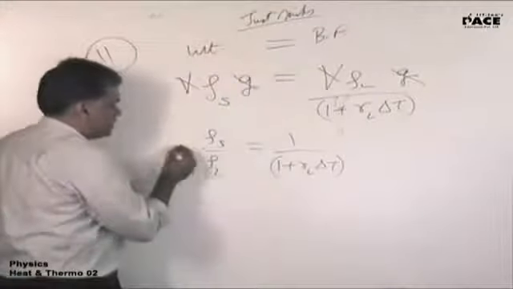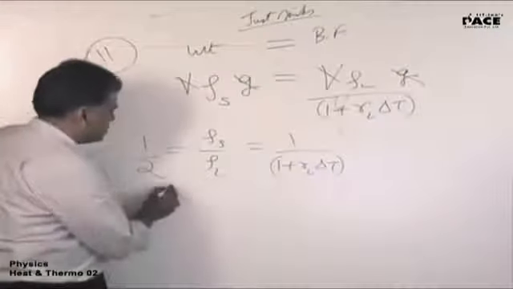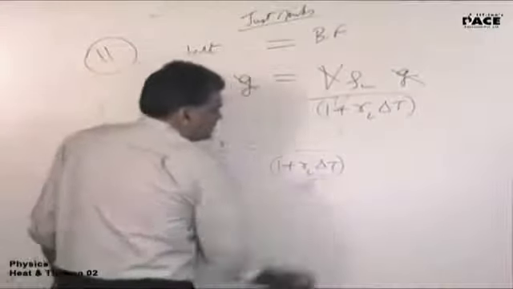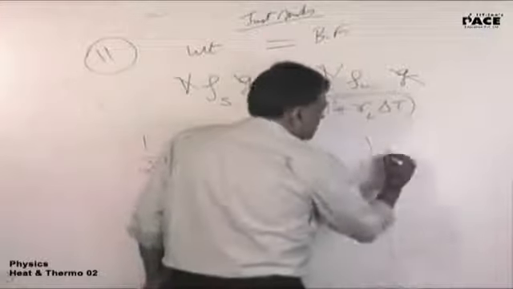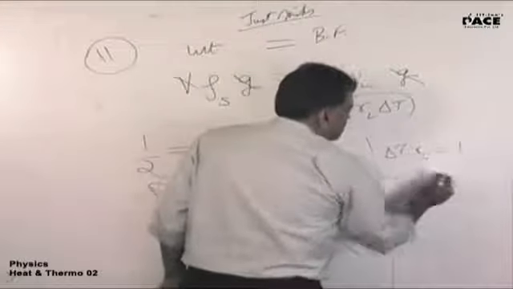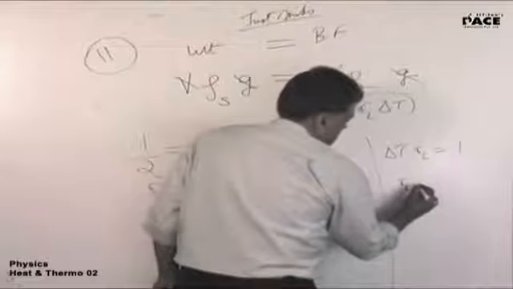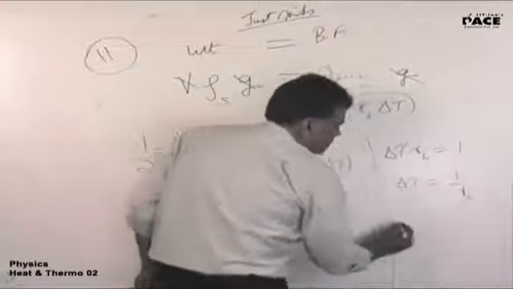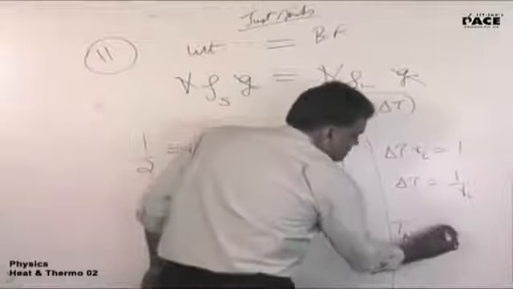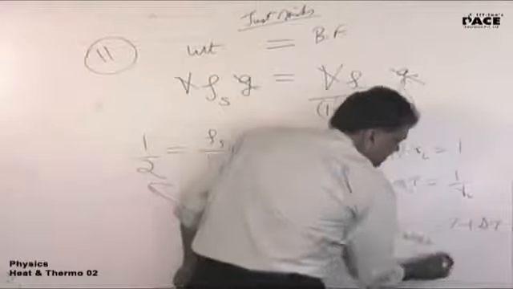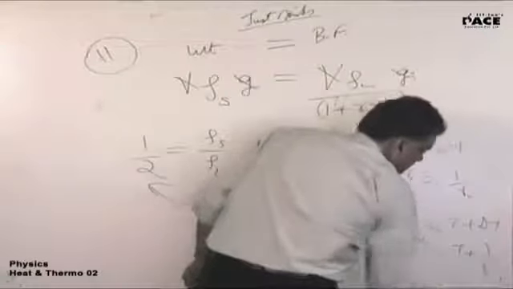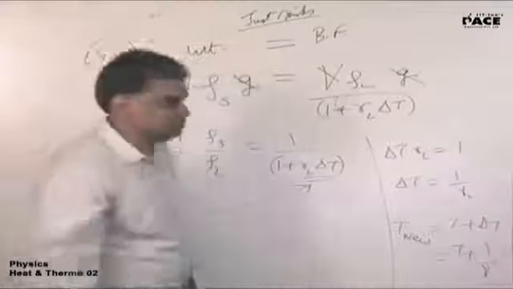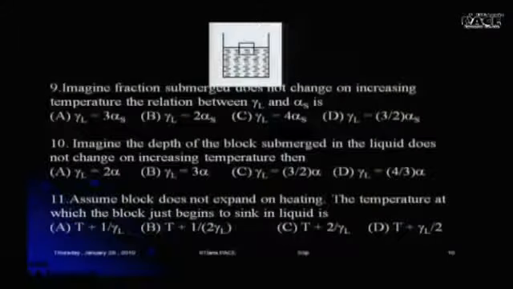But rho s by rho L is equal to half. If you compare these two, this must be equal to 1. Delta T into gamma L is equal to 1, or delta T equals 1 by gamma L. So what is the new temperature? The new temperature is original temperature plus delta T, which is T plus 1 by gamma L. That's the required answer. Look at the question. So the 11th, choice A, is what I have justified now.